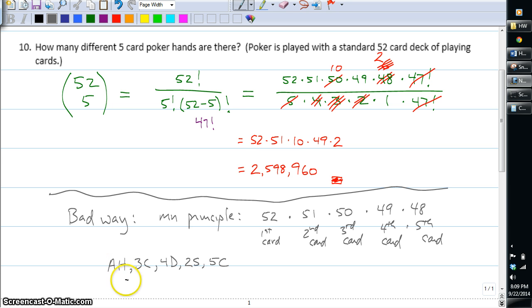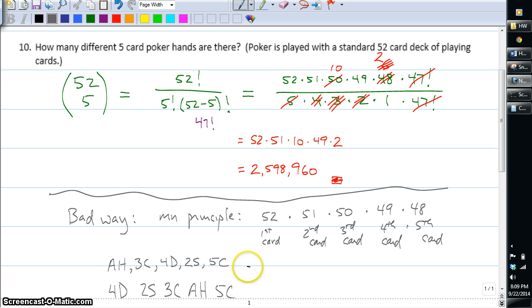However, any reordering of these 5 cards would be counted separately in this product of 52 times 51 times 50 times 49 times 48. Maybe we would have done the 4 of diamonds first, followed by the 2 of spades, followed by the 3 of clubs, followed by the ace of hearts, followed by the 5 of clubs. That's another sequence in which we could have drawn those 5 cards. It's the same poker hand. It's the same 5 cards in your hand, but it would have been counted separately in our product 52 times 51 times 50 times 49 times 48.